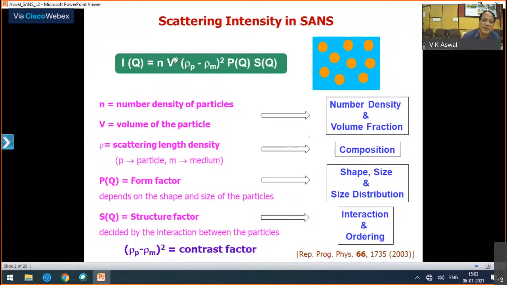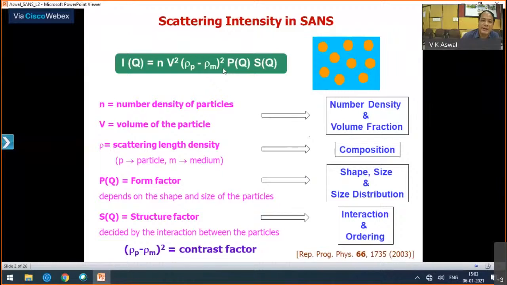And then interestingly, it is proportional to the square of the volume of the particle. So many times, if you have very small particles, you don't see them by small angle scattering because your intensity is also decreased drastically. That is the reason that in small angle neutron scattering it is very difficult to see sizes below 1 nanometer, because your scattering intensity will be very, very low.